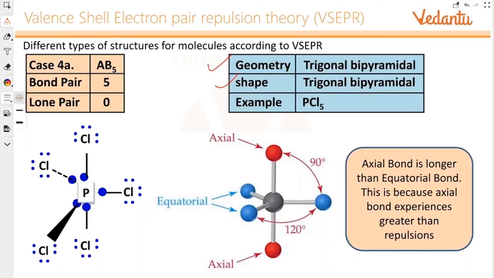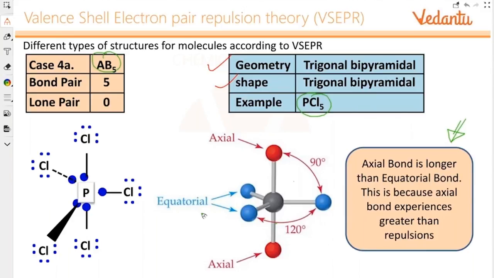This is an axial bond, right? At 90 degrees to it there are 3 equatorial bonds, so it gets repelled. Think about an equatorial bond. It has just 2 things at 90 degrees. Aditya, we'll get to it. Only when you have lone pairs in the picture, then the geometry and shape are different. When there are no lone pairs on the central atom, geometry and shape are the same.